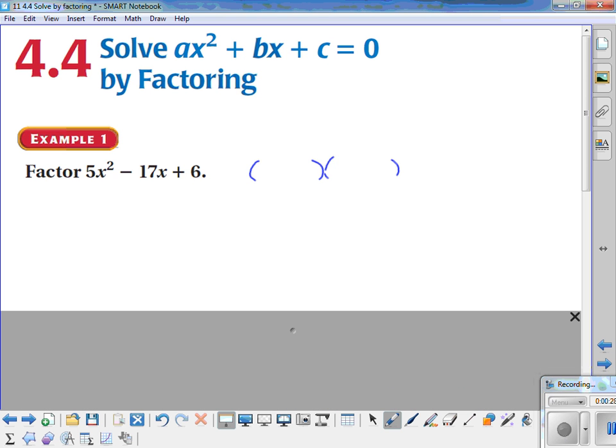Your first term comes from the first two terms being multiplied together. Your last term comes from the last two terms being multiplied together. So there's only one way I could get 5x squared. 5 times 1 is the only way to get 5, right? So it must have been 5x and x. And then I want to get 6. So how could I get 6?